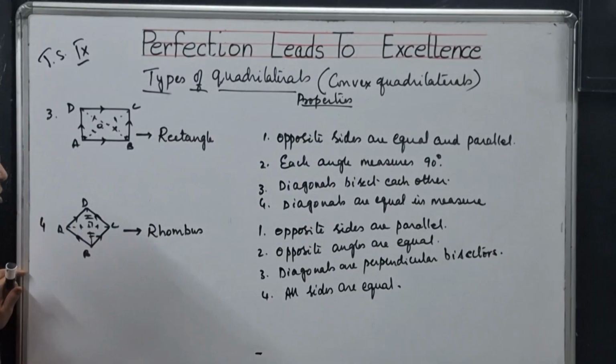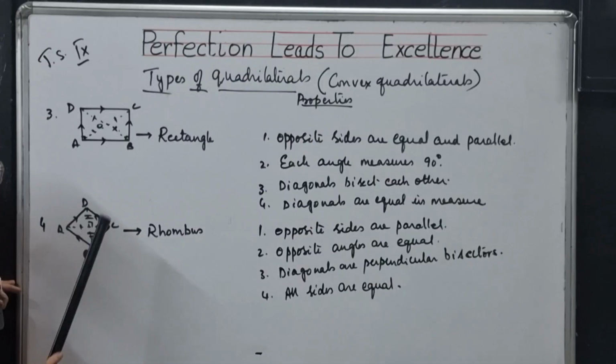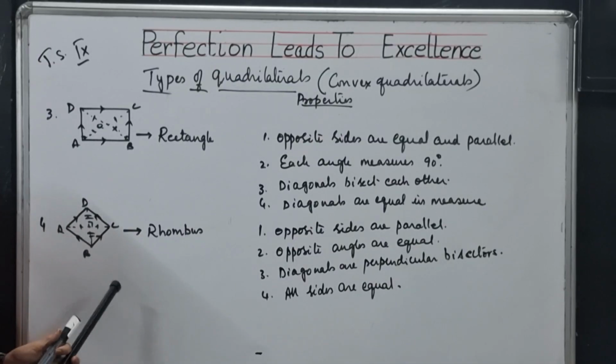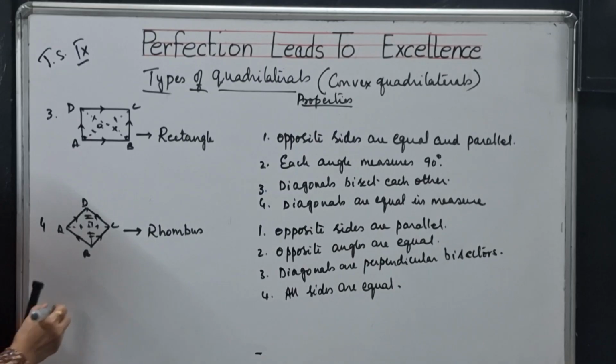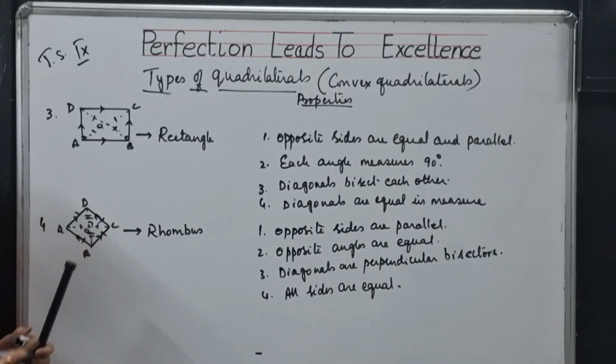Diagonals are perpendicular bisectors. Means, children, when you join BD and AC, the diagonals will maintain 90 degrees with it. And if I call this point as O, OD is equal to OB and OA is equal to OC. So the diagonals are perpendicular bisectors, and apart from it, another thing is all sides are equal. All sides are equal in measure.